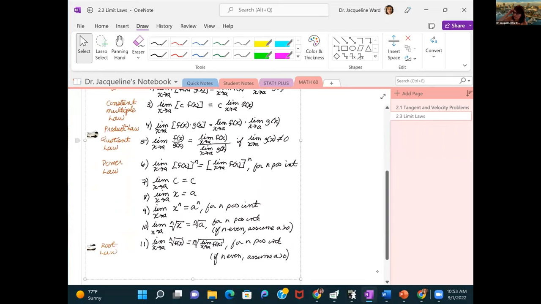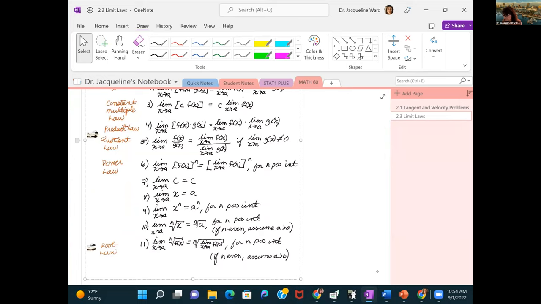And then the limit of a constant is a constant, right? Because it's just constant. No matter what x value you pick, the y's are not changing. It doesn't depend on x. And then the limit as x goes to a of x is just a. The limit as x goes to a of x to the n is a to the n. So it's kind of like you can just substitute right in. We're going to end up with the substitution property. You can substitute in the a for the x.